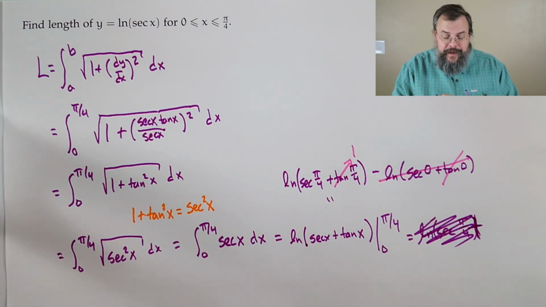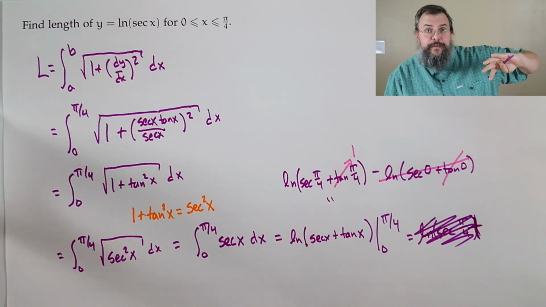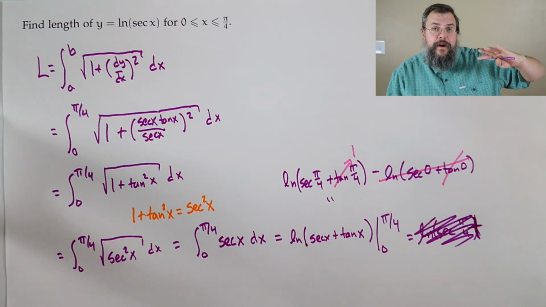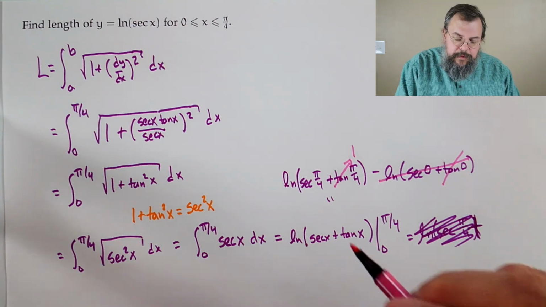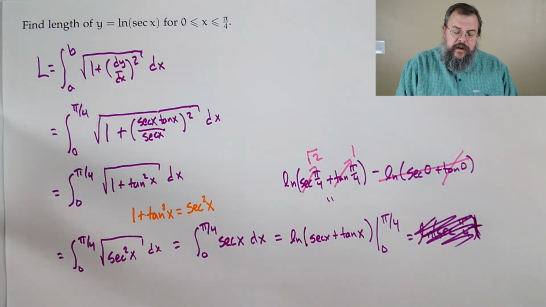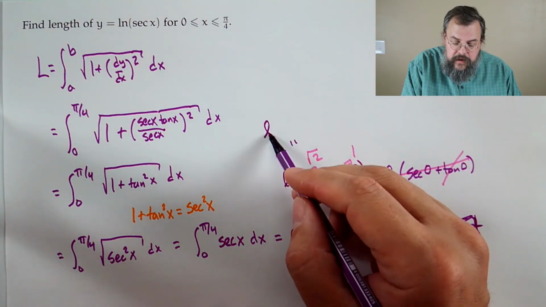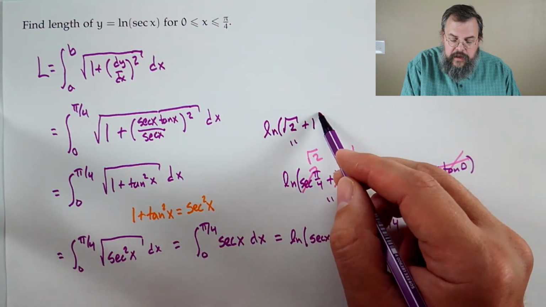Do you remember what that one is? Well, if you can't remember, think of it as 1 over cosine pi over 4. Cosine pi over 4 oftentimes is thought of as root 2 over 2. And if you flip it over, what you end up with is root 2. And therefore, our answer becomes natural log of the square root of 2 plus 1.